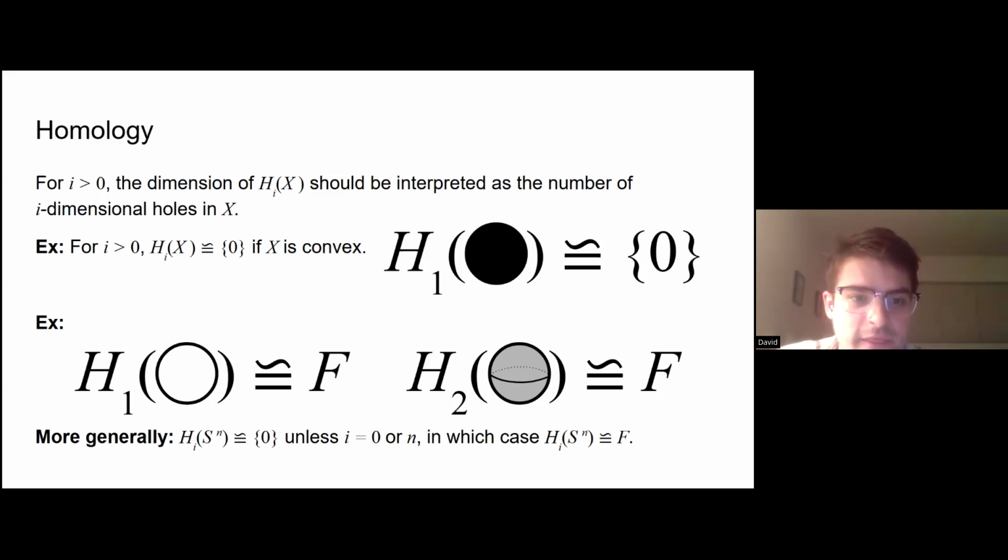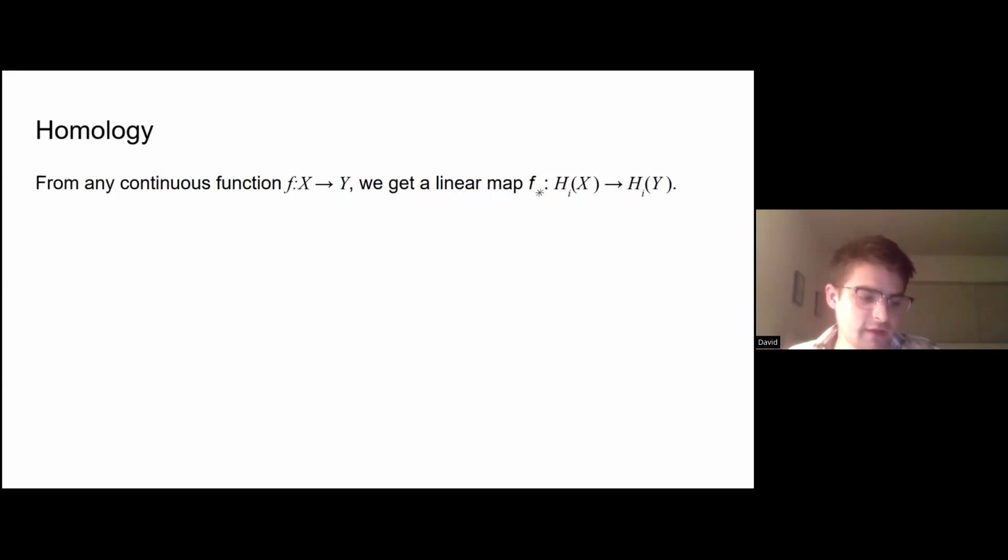I don't want to go into any more detail about that because the definition is a little cumbersome and takes a while to get some intuition about. The other thing I want you to know about this theory of homology from abstract algebraic topology is that anytime you have a continuous function from one topological space to another, you get a linear map.